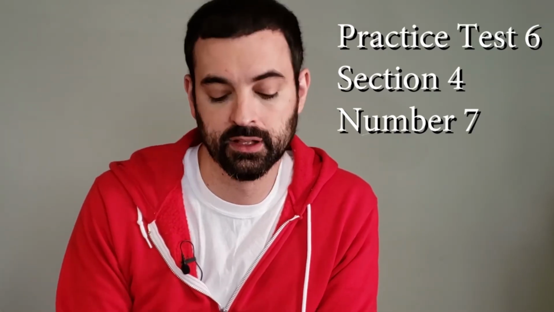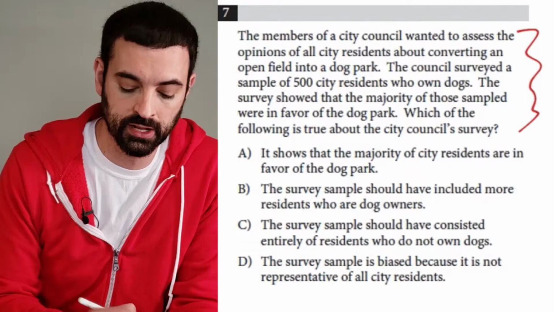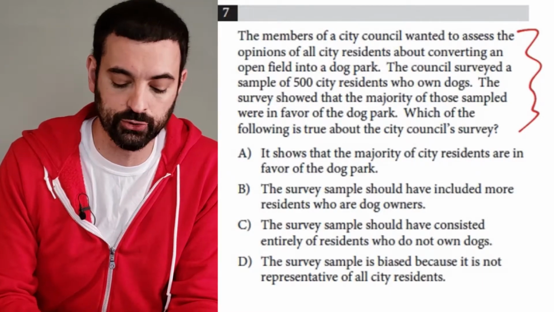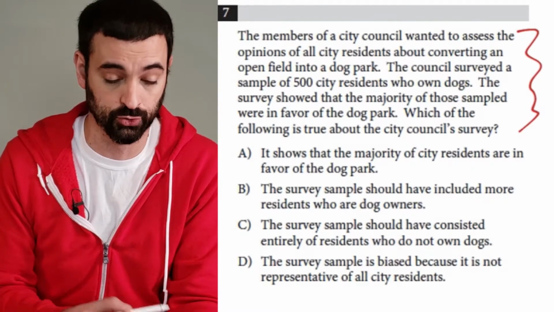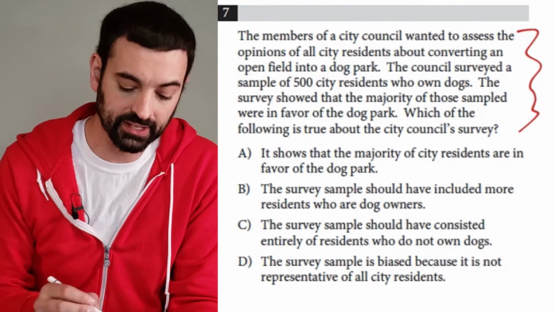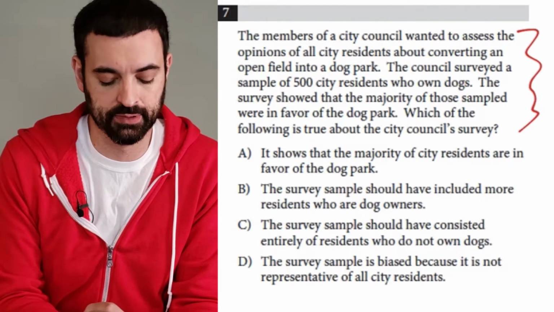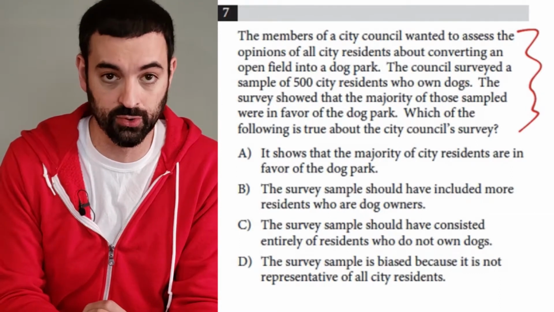This is test 6, section 4, number 7. The members, and there's always a lot of reading. Again, don't run from it. The members of a city council wanted to assess the opinions of all city residents about converting an open field into a dog park. The council surveyed a sample of 500 city residents who own dogs.